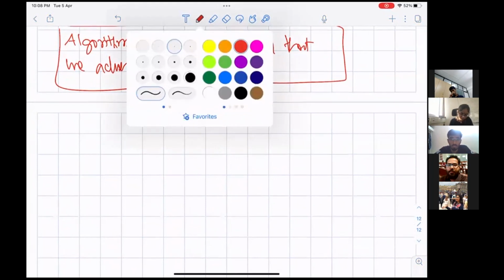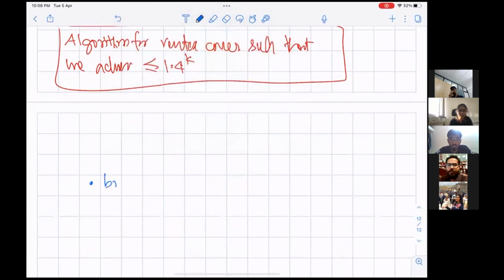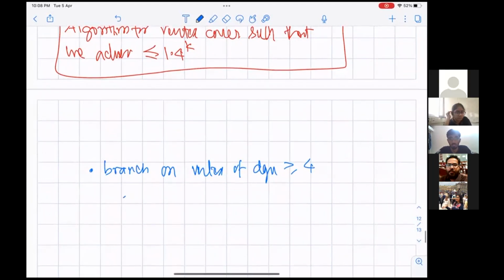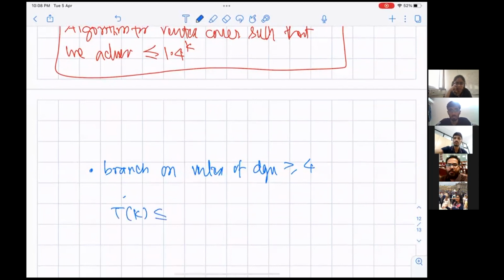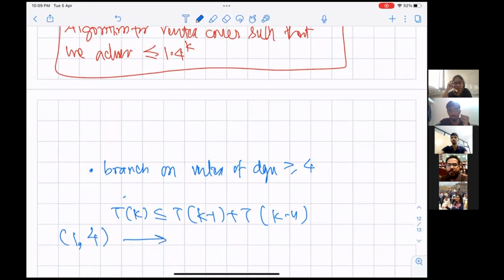We say, okay, let's branch on a vertex of degree at least 4 first. If I branch on this, then the branching algorithm will lead to a recurrence. So this is (1,4) branching. You know what's the running time of this? 1.38, I think. Correct. So this is like 1.38 to the power k.